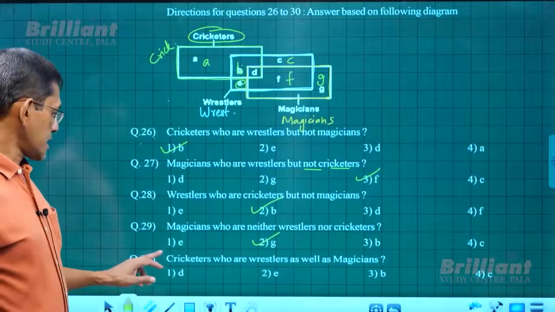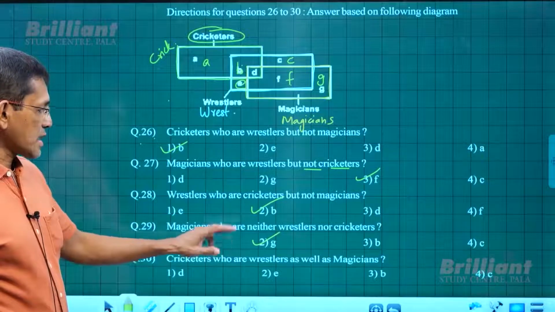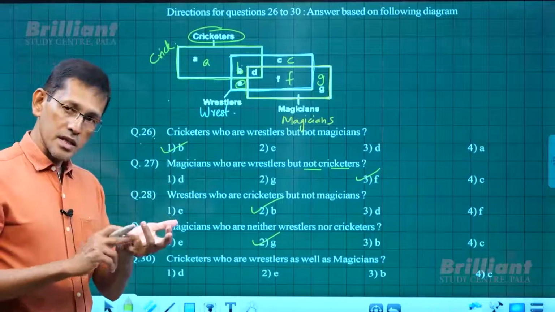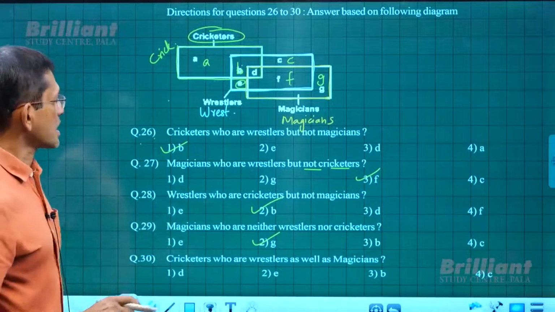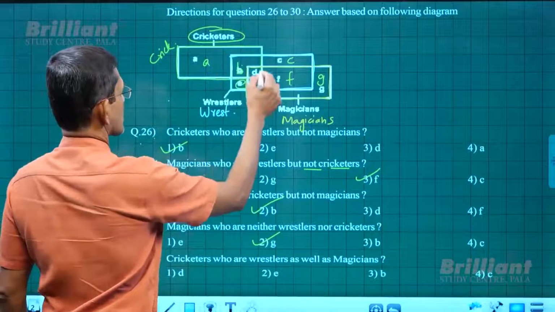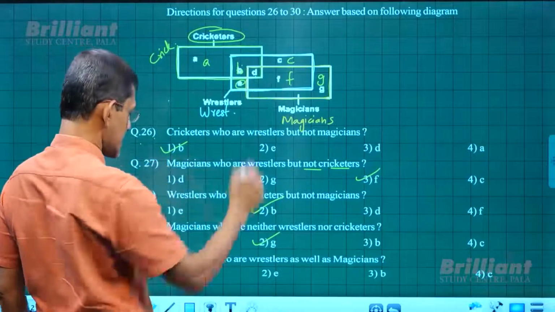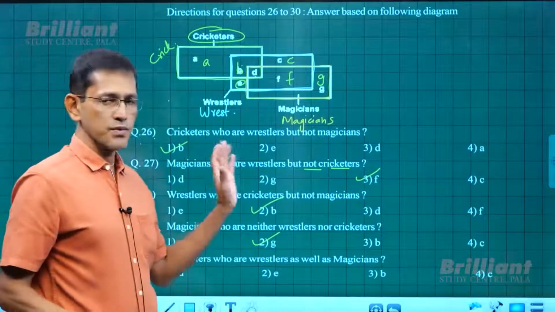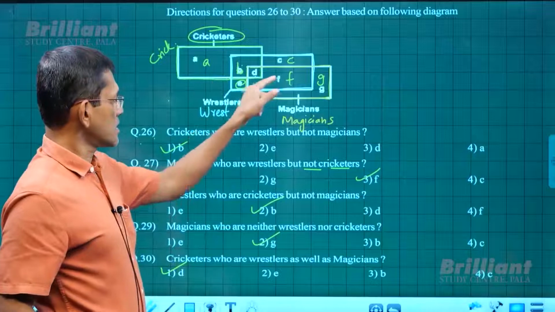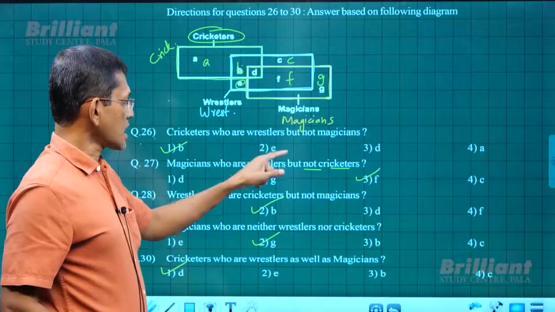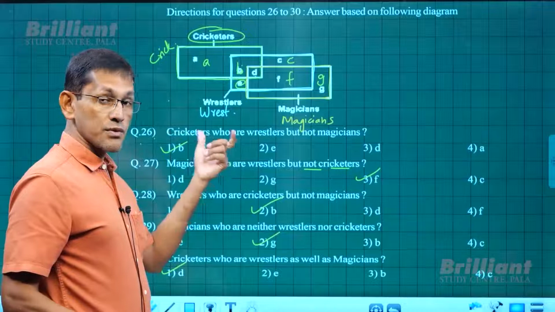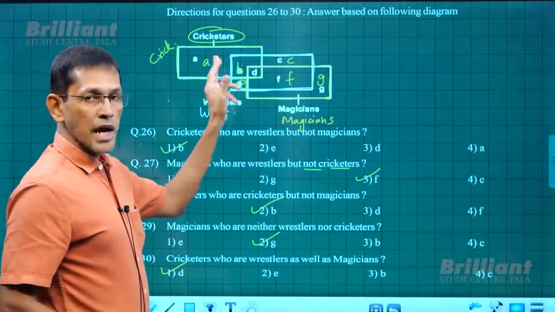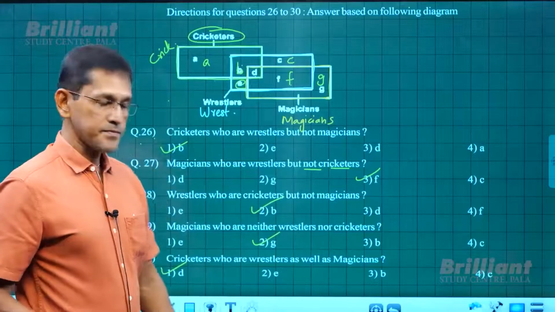And well, 30. Cricketers who are wrestlers as well as magicians. So the people who are cricketers are wrestlers and magicians at the same time. So who are they? Cricketers, wrestlers and magicians. A D. So D is the answer. That's a pretty simple question. You just look at it and trace out the area, what exactly the item is that you have in the question. So in this case, cricketers who are wrestlers but not magicians, you identify the area, then that would be the answer.